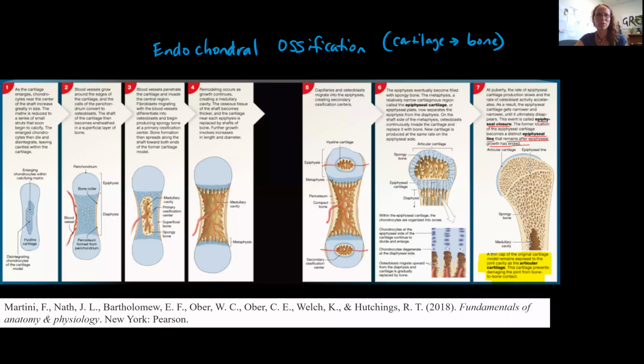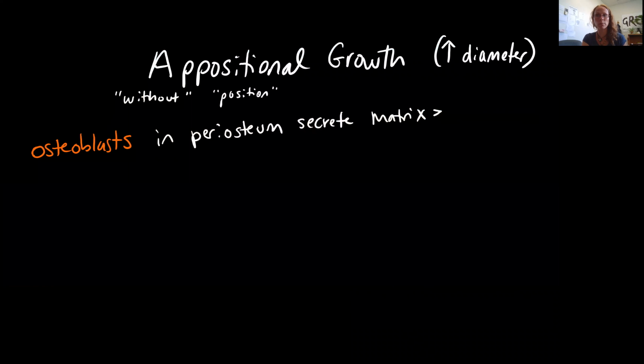Okay, so we left off here with our conversation about endochondral ossification, or the formation of the long bone and how it's growing. And as long as you have the epiphyseal cartilage, you're going to continue increasing in length. And we see that that's happening until about age 25. What we're going to look at next is the appositional growth, which remember means the change in diameter or the growth without change in position.